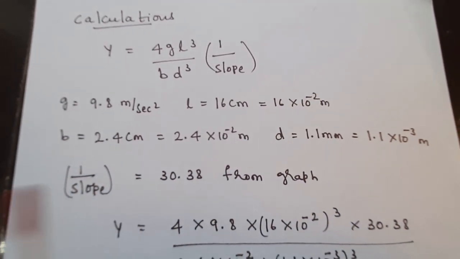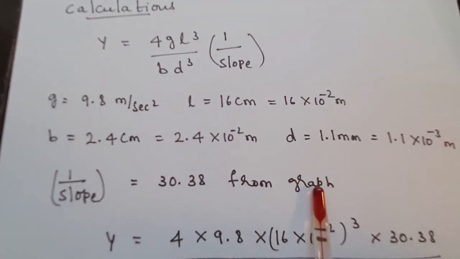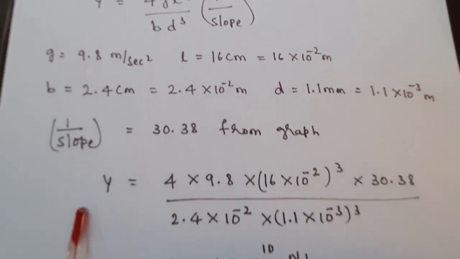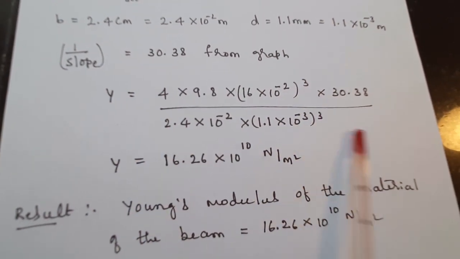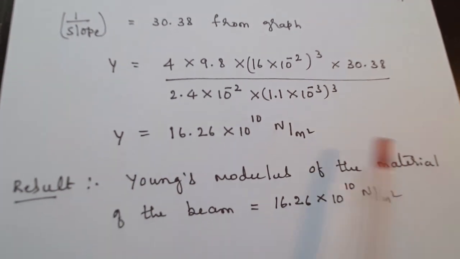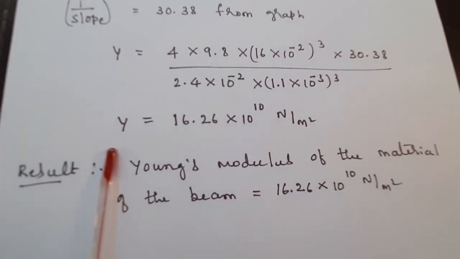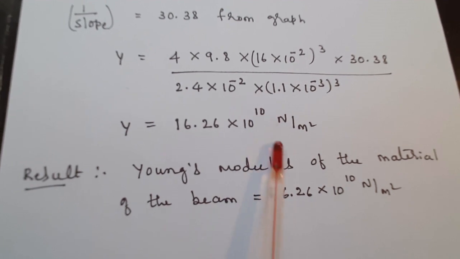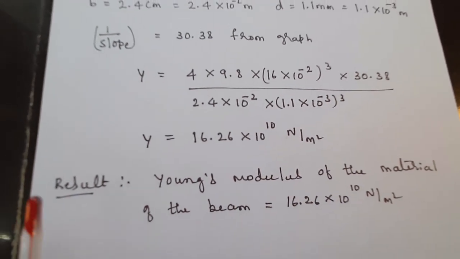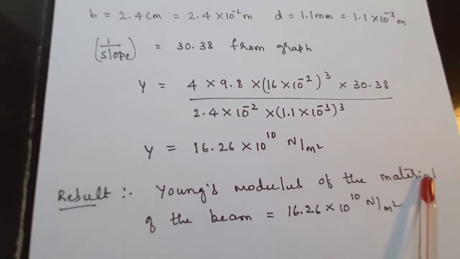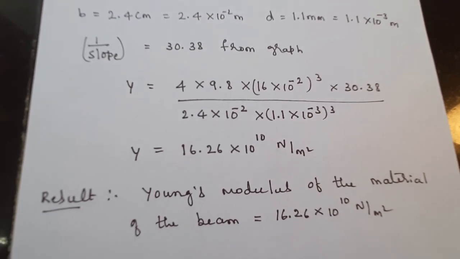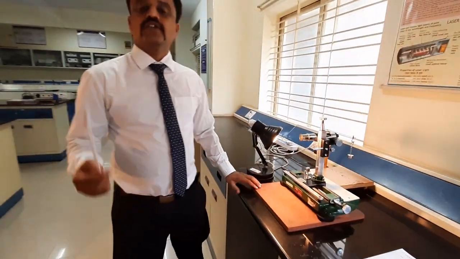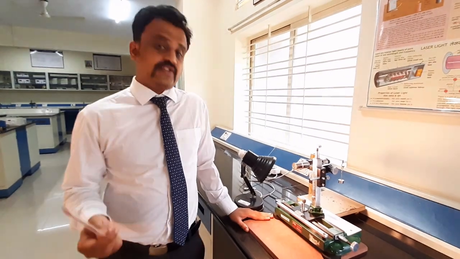So there I got 32. Let us take that as around 30, that is of a different reading. The Young's modulus Y is equal to, you substitute all the values and the 1 by slope value, then you will get the Young's modulus of the given material, that is the steel, as 16.26 into 10 power 10 Newton per meter square. And this is the result. Young's modulus of the given material of the beam is 16.26 into 10 power 10 Newton per meter square. So this is how one can calculate the Young's modulus of the given material.